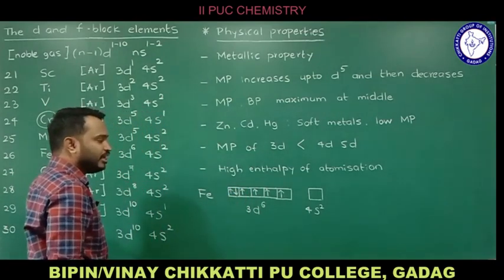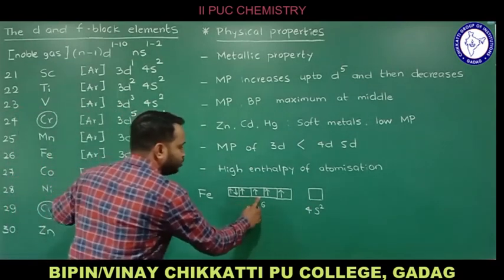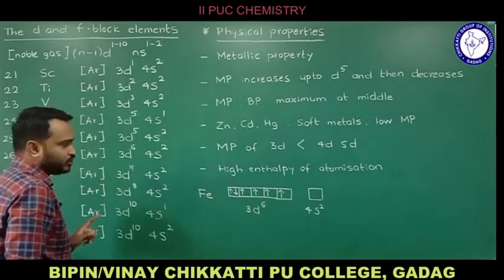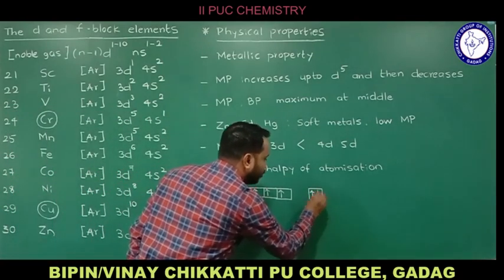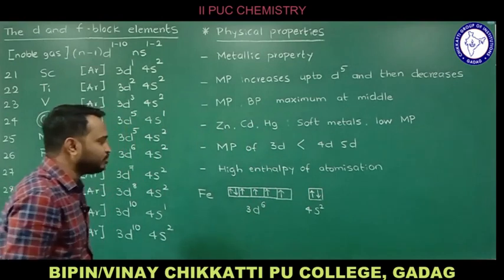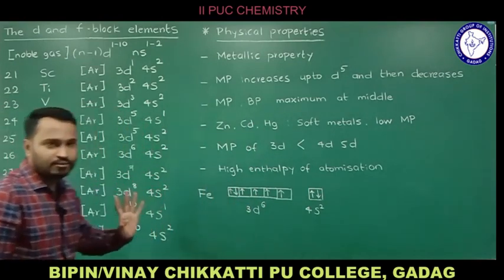So now you answer me how many unpaired electrons we have in case of 3d6. 1, 2, 3, 4. The 4 unpaired electrons we have. Anyhow, I am supposed to show it like this, electrons of opposite spin according to Pauli's exclusion principle. Therefore in 3d6 we have 4 unpaired electrons.